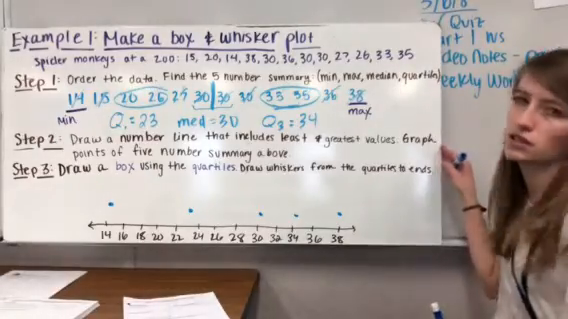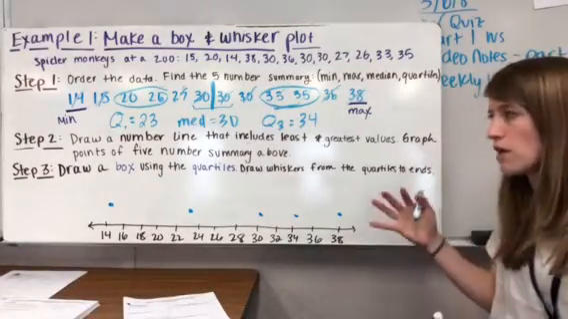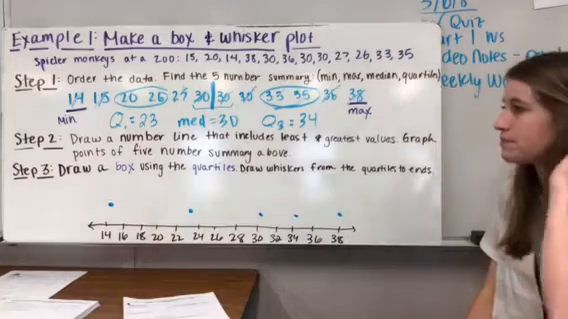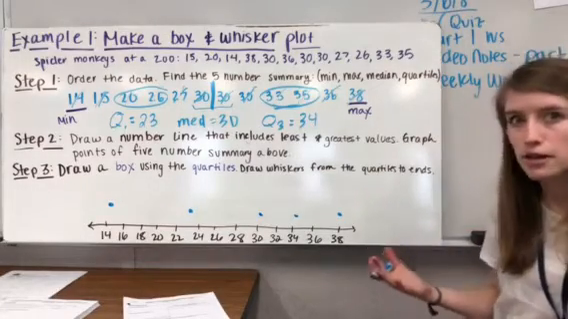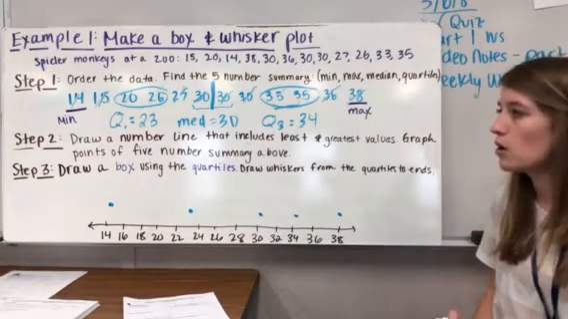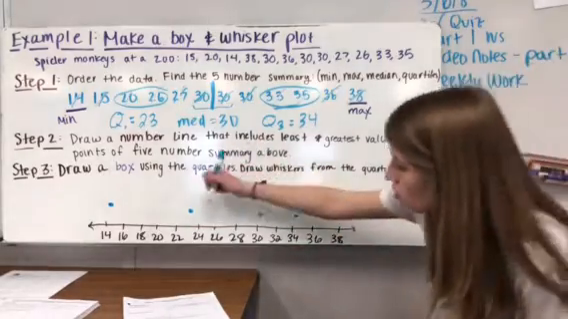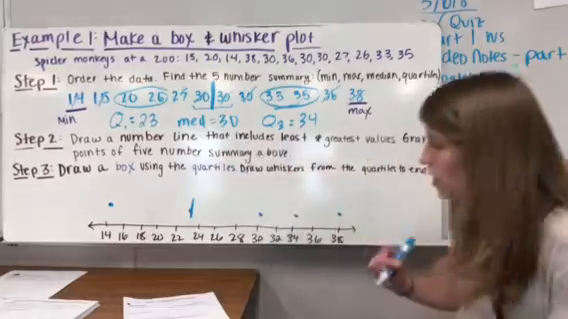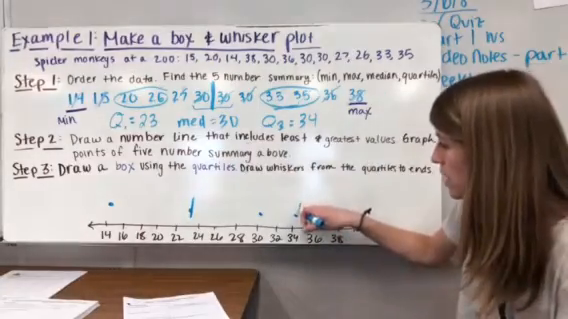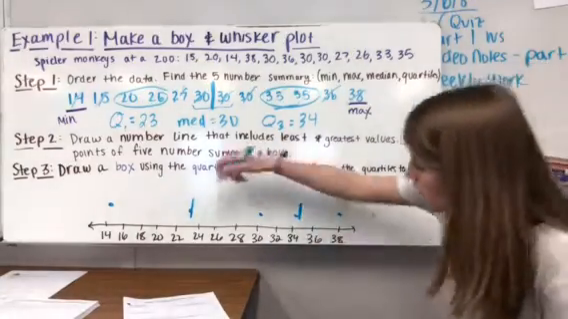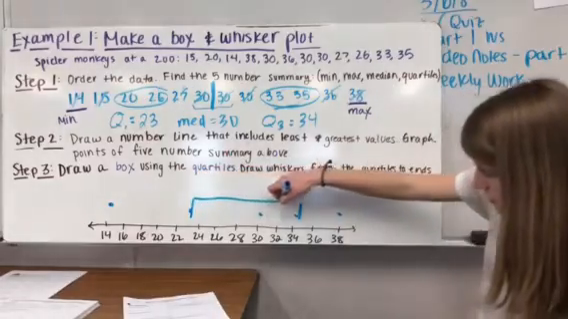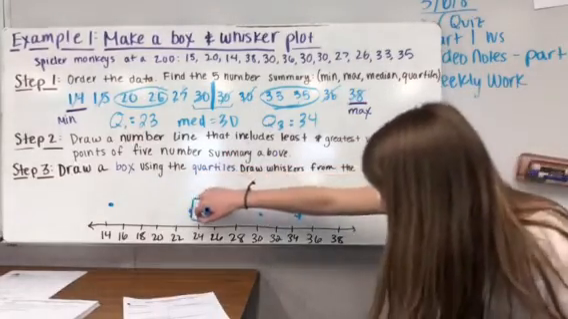I have now completed step 2 because I've graphed all 5 numbers of the 5-number summary. Now we have to make it look like a box and whisker plot. A box and whisker plot has a box around the quartiles. So the left end of the box is quartile 1, the right end of the box is quartile 3. I can go ahead and connect those two, constructing my box.